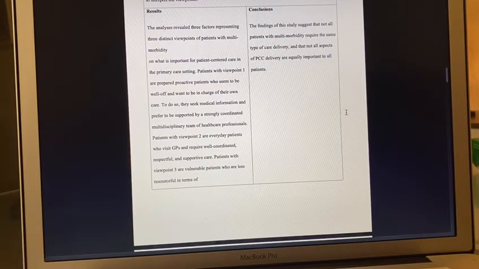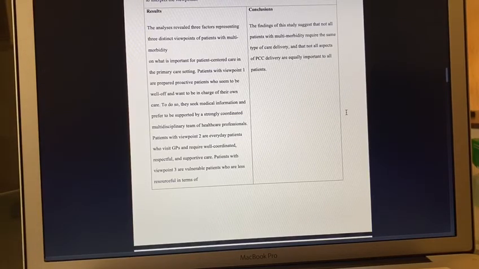To do so, they seek medical information and prefer to be supported by a strongly coordinated multidisciplinary team of healthcare professionals. Patients with viewpoint 2 are everyday patients who visit GPs and require well-coordinated, respectful, and supportive care.